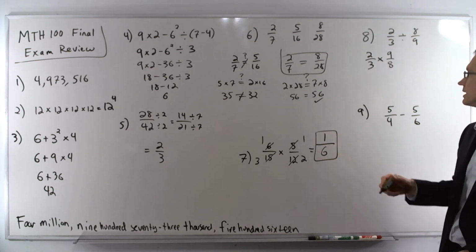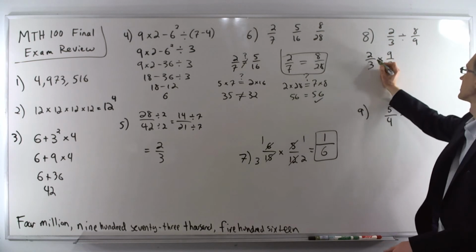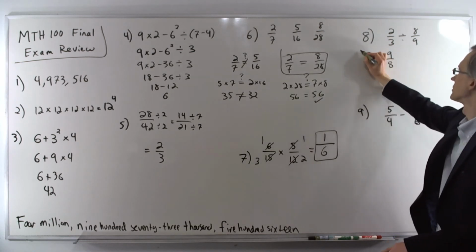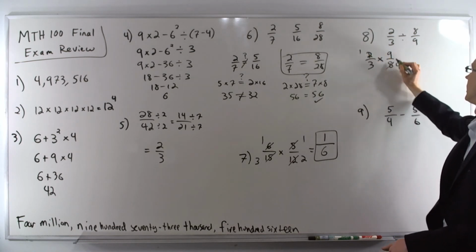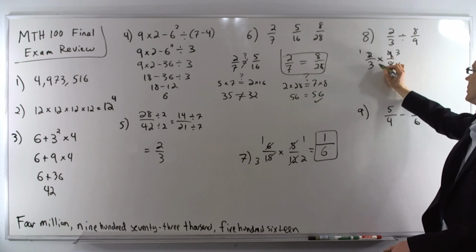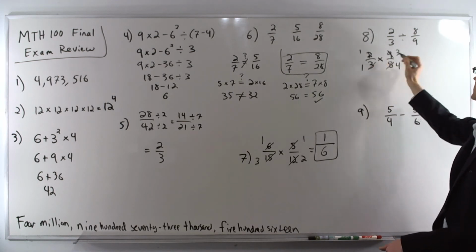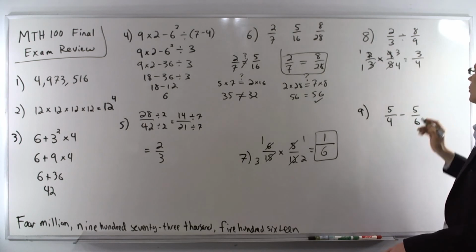And now we can do what we did here, which is simplify across fractions. So 2 over 8 reduces to 1 over 4. And 9 over 3 reduces to 3 over 1. Multiply straight across and we get 3/4.